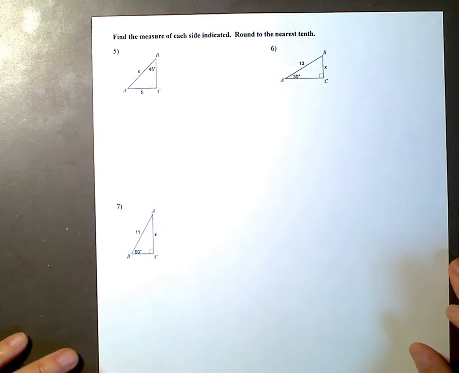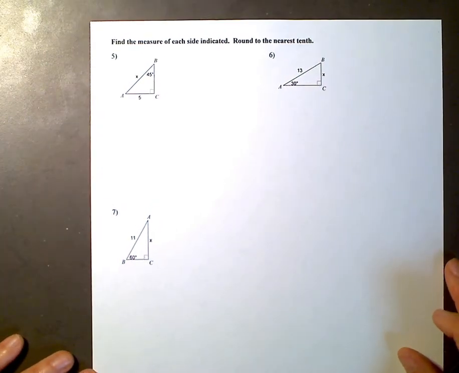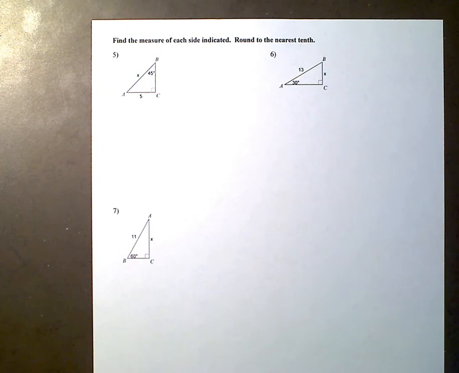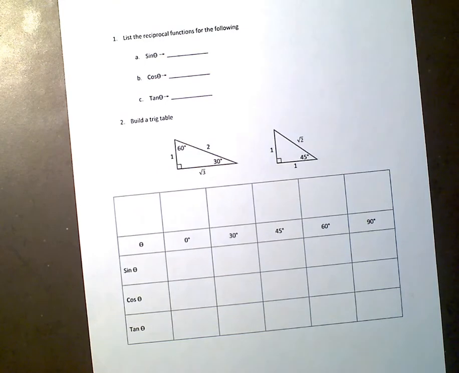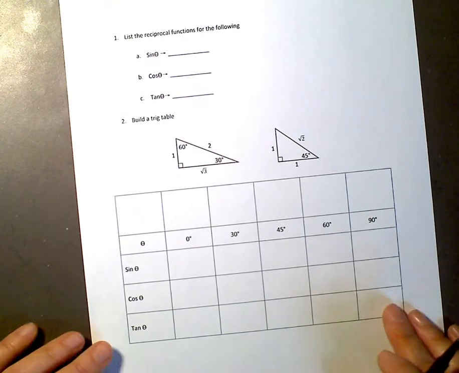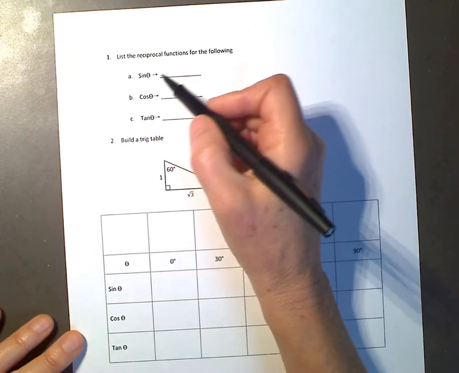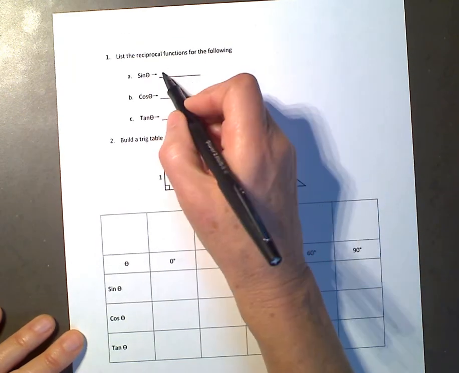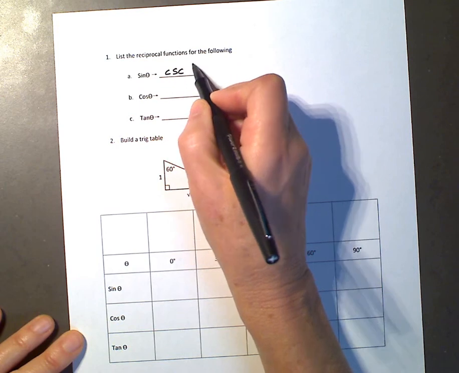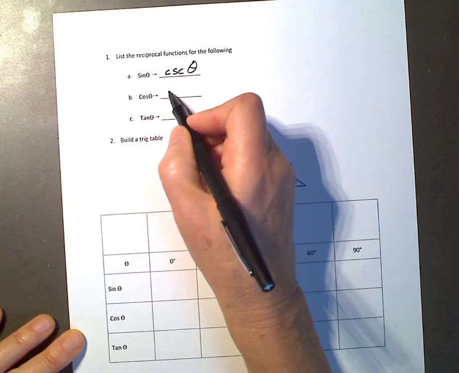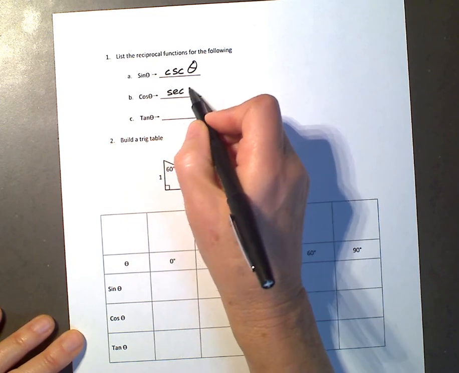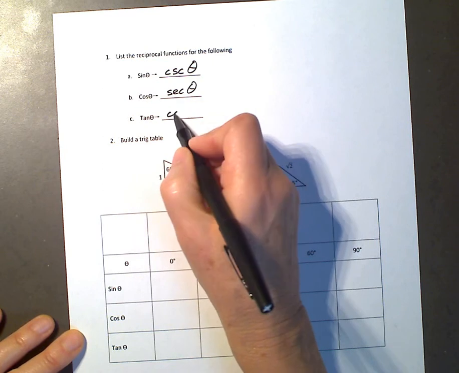And then the last thing we're going to do is look at some special right triangles that you learned about in geometry last year, 45, 45, 90, and 30, 60, 90 triangles. So let's fill out a little table, and you will find that this table is also on page 558 in your book. So first of all, the reciprocal functions we know: the sine of theta, its reciprocal is cosecant. The reciprocal of the cosine function is secant, and the reciprocal of the tangent function is cotangent.